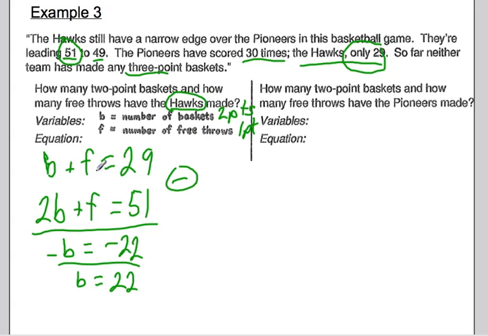We need to know the number of free throws. Well, the baskets plus the free throws are 29. So the number of free throws has to be 7. So that's your answer for the first question. Number of free throws is 7.